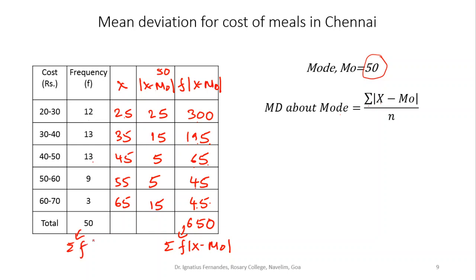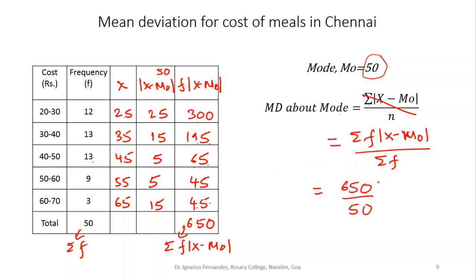Summation f is here, so we substitute in the formula for mean deviation about mode. It is the summation of f multiplied by modulus of x minus mode, divided by summation f. So this is equal to 650 divided by summation f, which is 50, and this will come to 13. So the mean deviation about mode is 13.